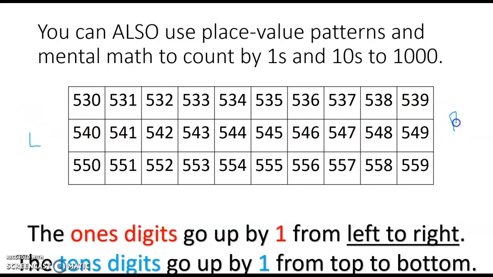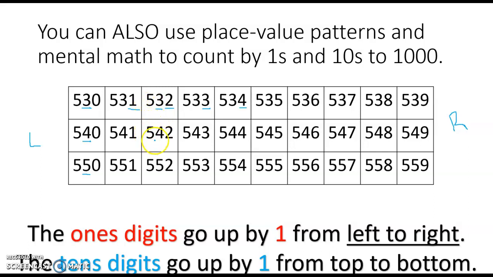So the ones digit goes up by 1: 531, 532, 533, 534. Our tens digit goes up by 1 from top to bottom, so the same. We're looking at the tens place: 530, 540, 550, and it's the same no matter what number you start at. We could start at 532, and the tens place will just go up by 1 every time: 532, 542, 552.